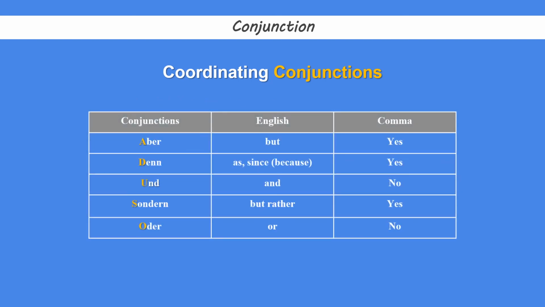Here again is the overview of the 5 common coordinating conjunctions. And please also note that for Aber, denn, sondern, we need a comma to separate the two clauses, but no comma is needed for und, oder.